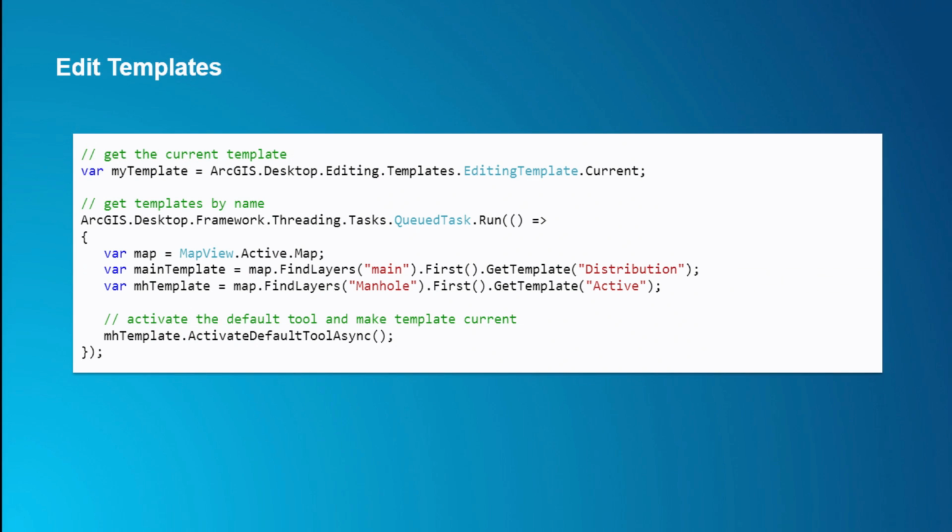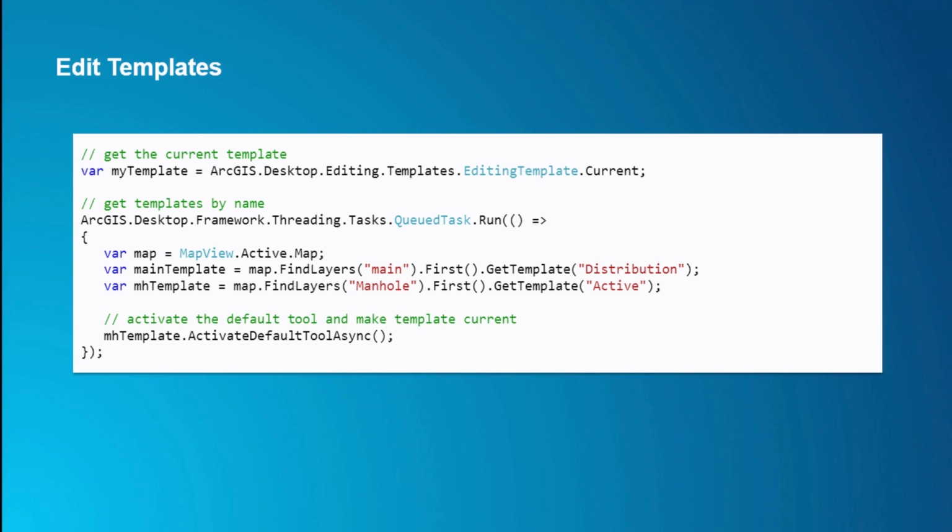Next, I want to talk about edit templates. They generally go in conjunction with construction tools or sketch tools. So edit templates are what we use to supply the attributes for the features that you're creating. There's many different ways to obtain the edit templates that Pro has. You can use the current template, or you can choose to find a template by name off a specific layer. So here's a couple examples.